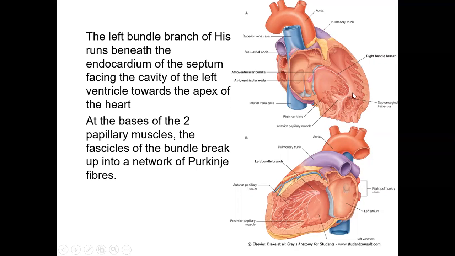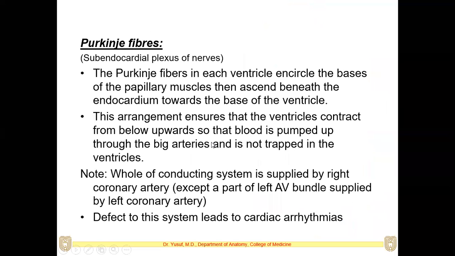Till they go to the papillary muscle, they will be in the form of bundle branches. Once they reach the base of these papillary muscles, they divide into smaller branches called the Purkinje fibers. So what are these Purkinje fibers? They are nothing but the subendocardial plexus of fibers. They are the division of the bundle branches into smaller branches, and they form a plexus. Subendocardial means just below the endocardium. So they are divided into multiple branches and form a plexus.